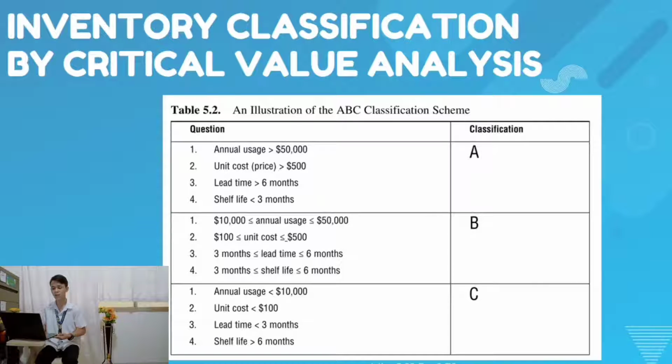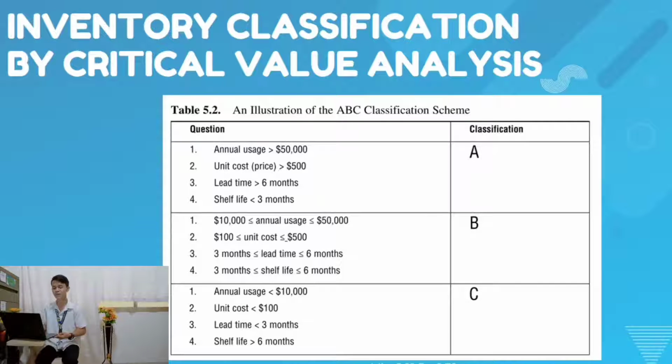The annual usage is greater than $50,000. The unit cost or its price is greater than $500. Lead time is greater than 6 months. Shelf life is less than 3 months. They are classified as A.